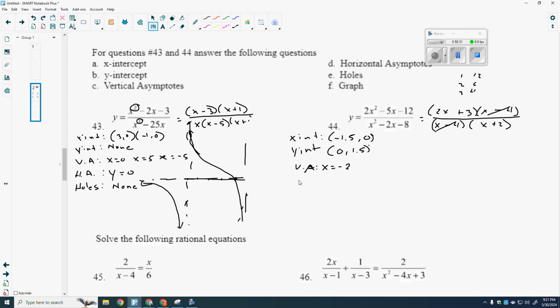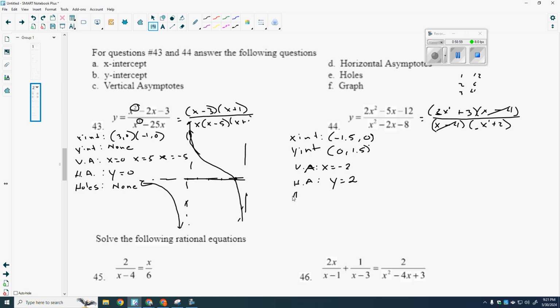Horizontal asymptote. The degree of the top is a 2. The degree of the bottom is a 2. My ratio of leading coefficients is 2 to 1 because my degrees on top and bottom are the same. I could go over here and see my degree is 1, my degree is 1, and the ratio of the leading coefficients is still 2. Either in the original form or in the simplified form, either one gives me my horizontal asymptote.